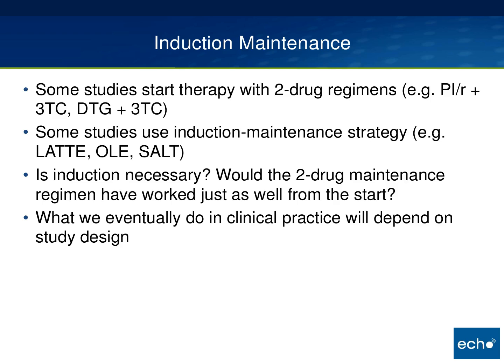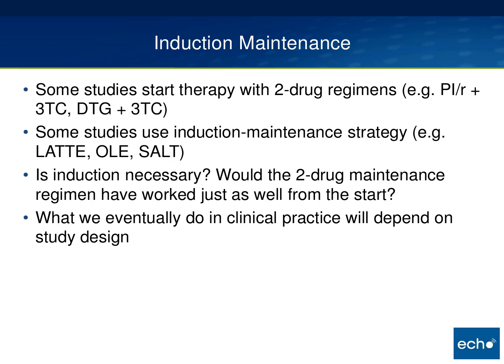So the issue with induction maintenance is kind of interesting because some studies and some companies choose to study their regimens with 2-drug regimens, and examples there would be the boosted PI plus 3TC studies, the dolutegravir plus 3TC studies, where everybody just starts out that way. They don't start on a full 3-drug regimen and then switch. They just start with a 2-drug regimen. And we have quite a lot of data of those in that kind of study. Other companies choose to use an induction maintenance approach where you start with standard therapy and then switch. And the examples there include the LATE studies that I just showed and some other 2-drug studies.